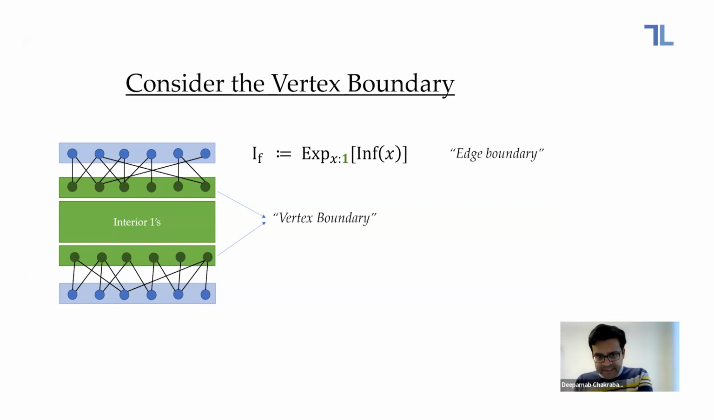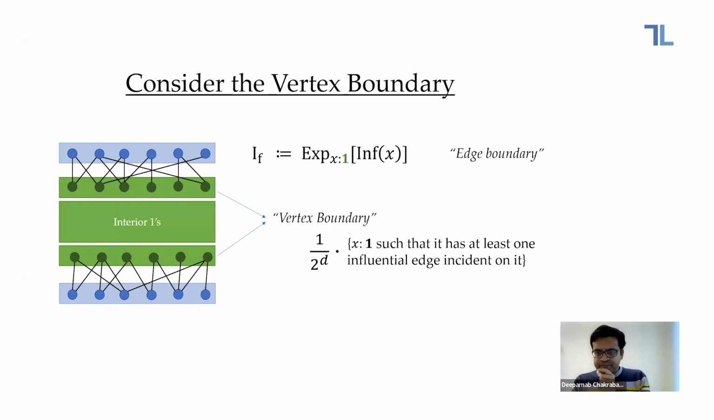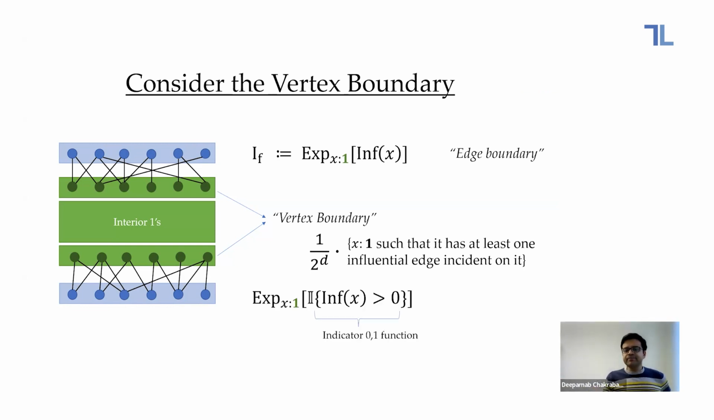So in the picture, that is the vertex boundary. More formally, I'm going to look at the normalized one. I look at the number of x's which are 1, which are green, such that there is at least one influential edge incident on it, and I divide by 2 to the d. That's my definition of vertex boundary. Said differently, I look at a random one and check whether there is any influence at all, an indicator of whether anything comes out of that vertex. This quantity is called the vertex boundary, which I'm going to denote as gamma f.